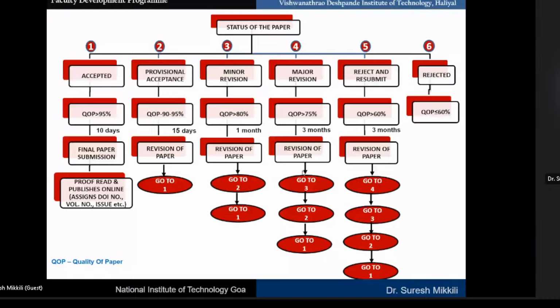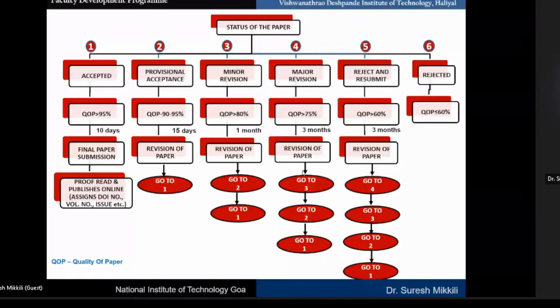Again, provisional acceptance. Or again, acceptance also can come. Or after major revision, it can be rejected also. So when the reviewer comment comes, you have to revise it properly. Addressing the reviews is very, very crucial in acceptance rate.